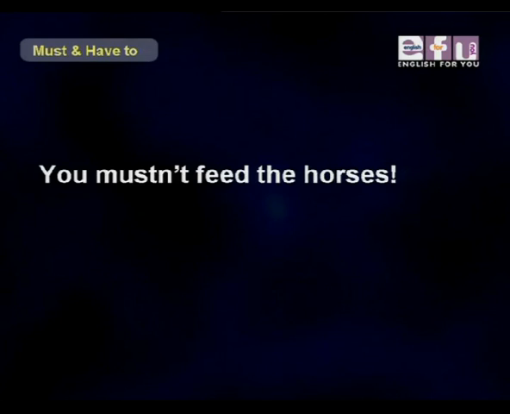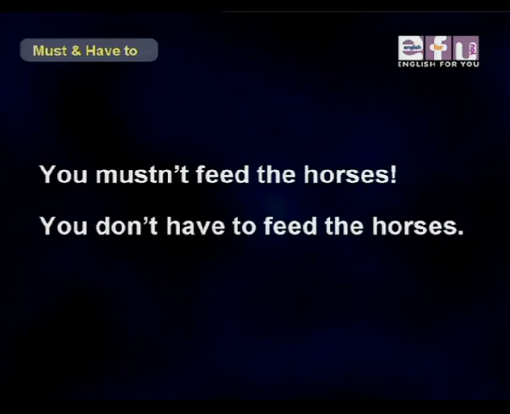The negative of must is must not or mustn't. And the negative of have to is do not have to or don't have to. However, the negative forms have different meanings. Look at these sentences. You mustn't feed the horses. This means don't do this. And you don't have to feed the horses is a different meaning. This means it's not necessary. So you mustn't feed the horses, no choice. You don't have to feed the horses, you have a choice.